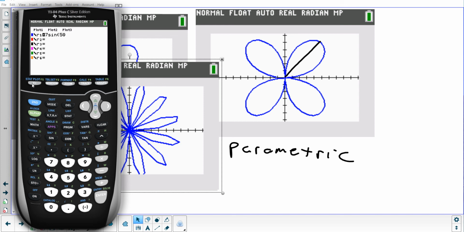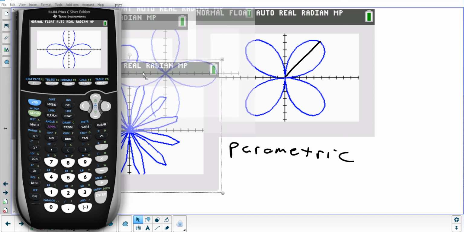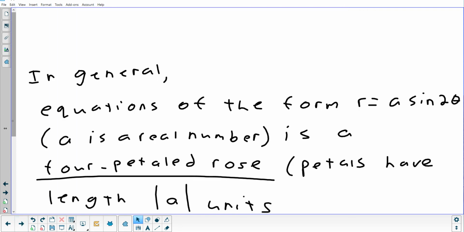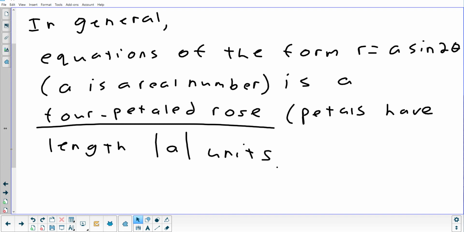And whether you change this to sine or cosine, that's going to control the rotation. The difference between sine and cosine is a 90-degree rotation. So now all your petals are going to be centered on the axes because I changed from sine to cosine. So you can see how they were before and how they are now. So anything of the form r equals a sine 2 theta, they call that a 4-petal rose because it has 4 petals. And the length of the petal is the absolute value of the number in front because length can never be negative. You could try putting a negative in and see how the graph changes.